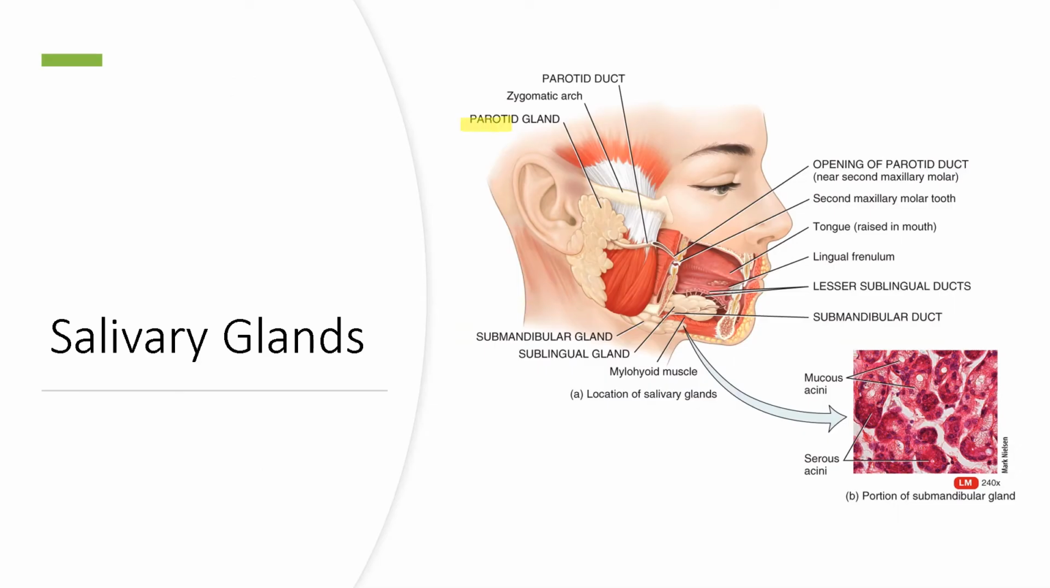The parotid glands are located just inferior and anterior to the ears. So it's going to be this gland right here. And it's located between the skin and the masseter muscle. So here's that masseter muscle here. Now, each of the parotid glands secretes the saliva that they produce into the oral cavity via the parotid duct. This duct is going to open into the mouth near the second maxillary molar tooth.